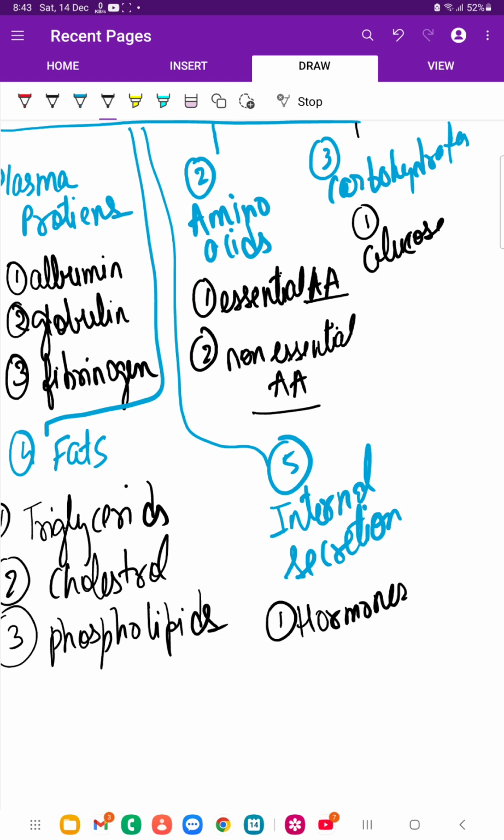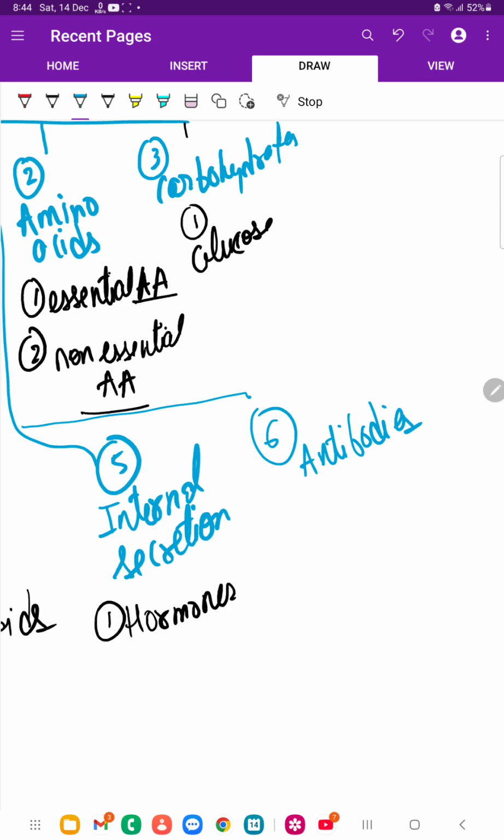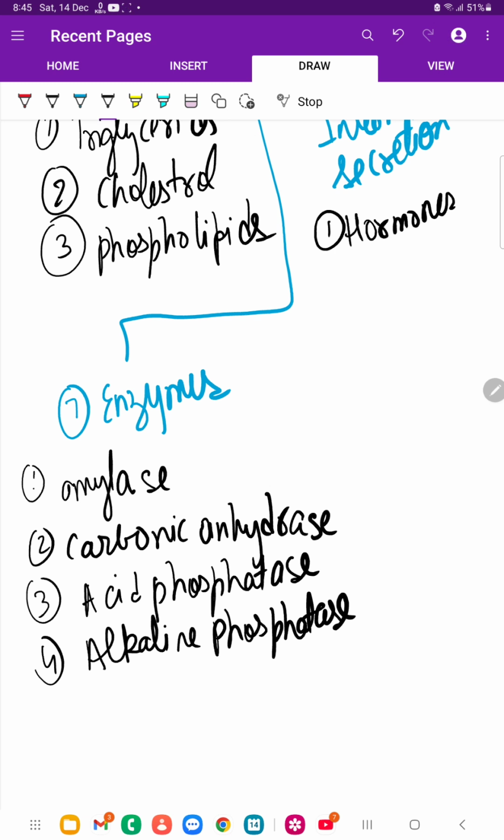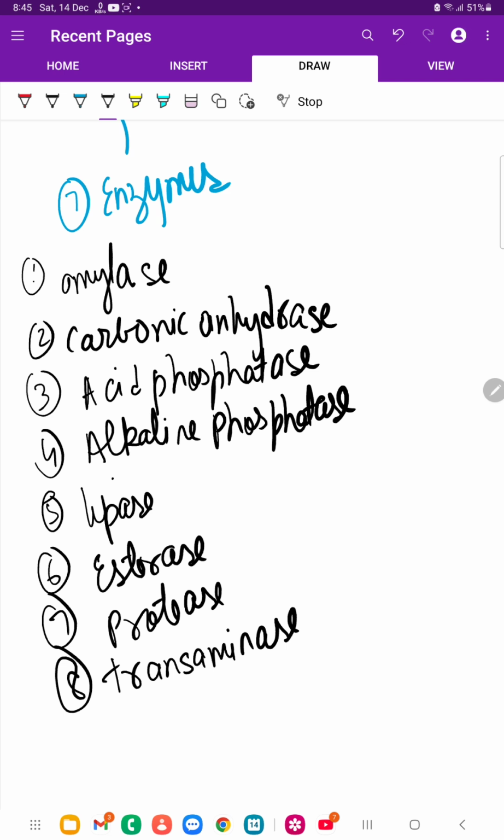Then we have internal secretions, which contain hormones. Then we have antibodies. Then we have enzymes. We have 8 enzymes. The first is amylase, second carbonic anhydrase, acid phosphatase, alkaline phosphatase. Then we have lipase, esterase, protease and transaminase. These are all 8 enzymes in plasma.